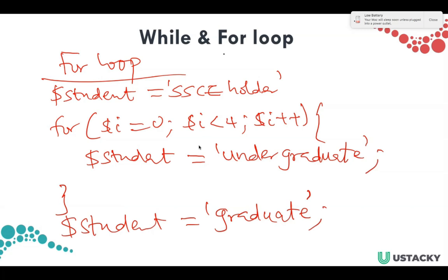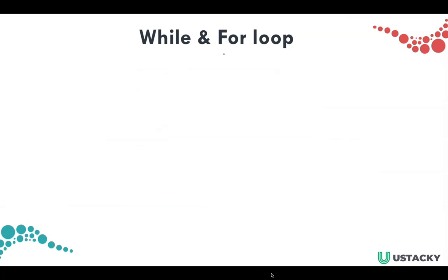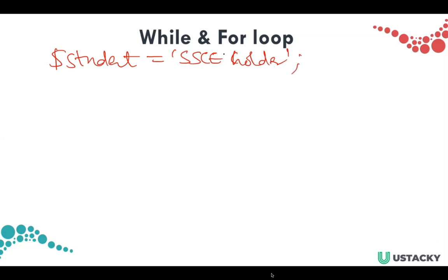Let us write the while loop academic calendar. For the while loop academic calendar, at the starting point also, the student holds an SSCE certificate. Now the requirement that is certain is that when he completes all the required courses, then he becomes a graduate. Otherwise, he remains an undergraduate.